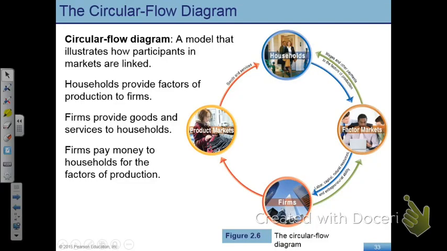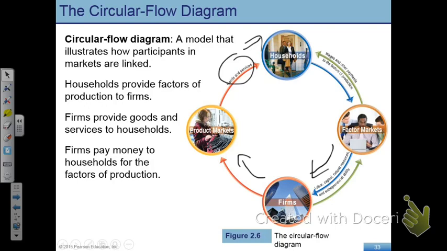What we see in the circular flow diagram is that our household is supplying all this labor, capital, and other raw materials to the firm. So that's the blue line. And the firm is buying them from the factor market. In the product market, our firm is supplying all these goods and services that are being bought by our household.